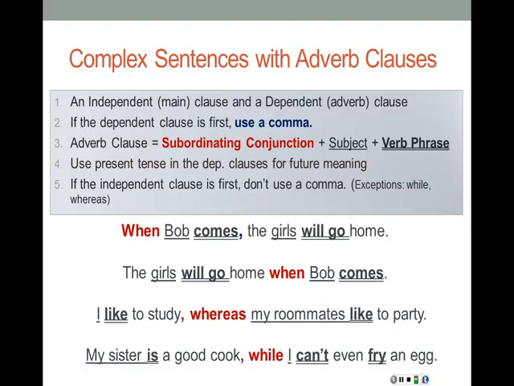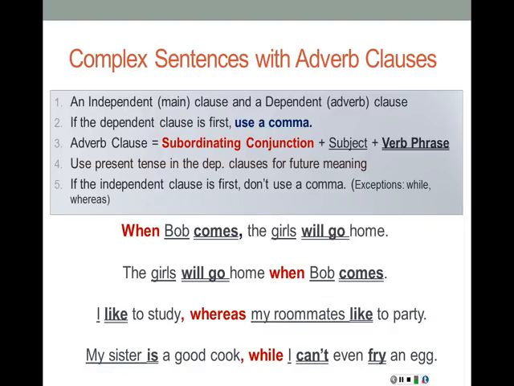Adverb clauses always start with a subordinating conjunction. The next slides will give you examples of the most common subordinating conjunctions. Also, you can check your appendix in the back of your Focus on Grammar book, page A9. There are two important rules to remember when using adverb clauses.